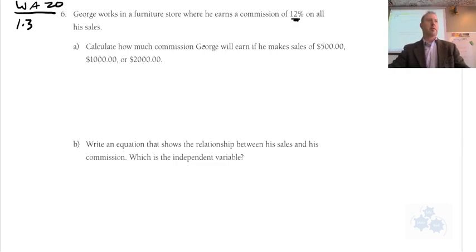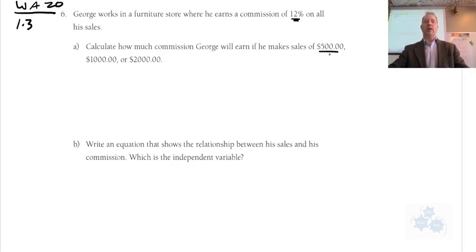Anybody? No? Sell shoes or sell anything? Okay. You may work in retail sometime, and your salary would be based at least partially on commission, which means that if you sell more, you make more. And the commission is always a percentage of the sale, usually before tax and everything. So 12% means that if George makes a sale of $500, he makes 12% of that. So 12% of that money goes to him.